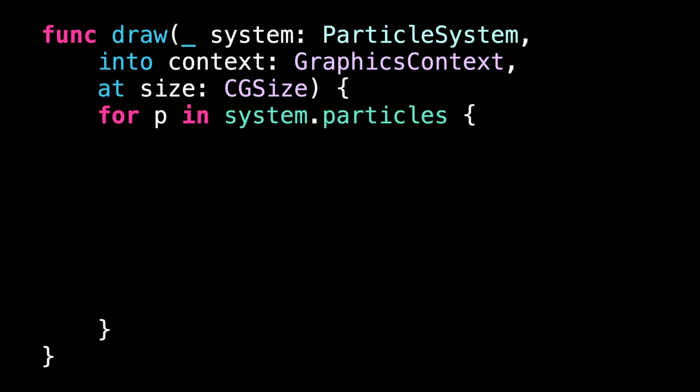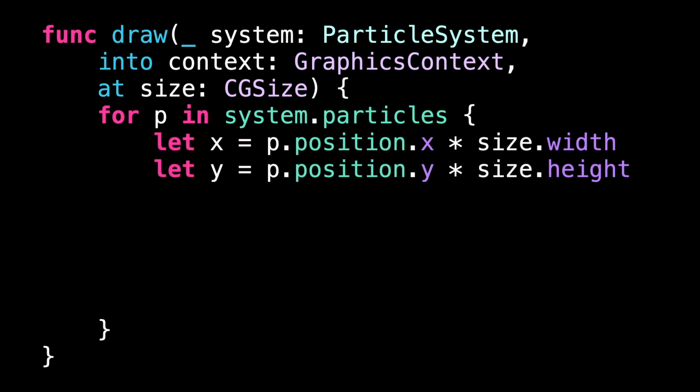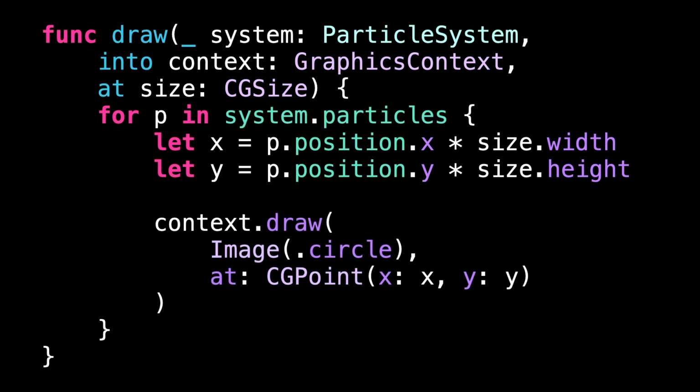Inside there, we can loop over all our particles, one at a time, get the correct x and y coordinates, again, multiplying by size, and then simply draw that to the screen at the location. And once we have that, it means our particles are on the screen correctly, and everyone's happy.